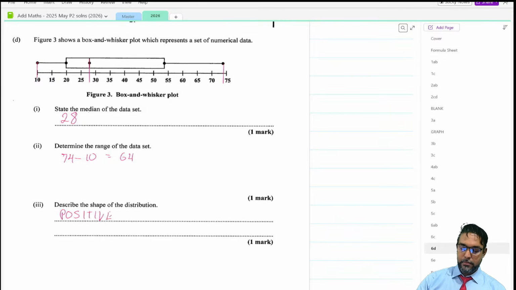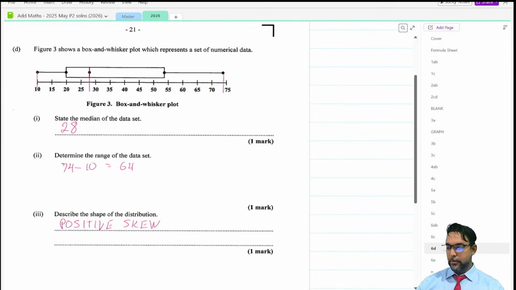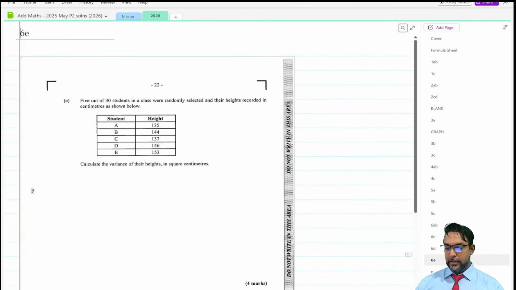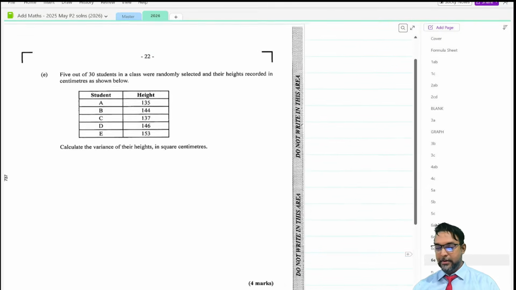I didn't even see the question, to be honest. No, I just wanted to skip it. I didn't like the first one. And then the sixth part, you go, God, they want a variance. That's why we're fighting so much.